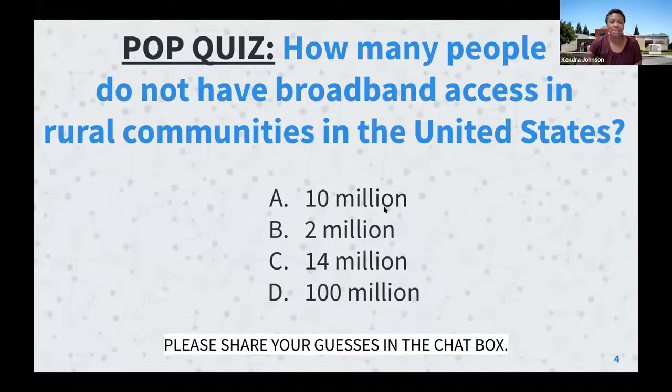Pop quiz. How many people do not have broadband access in rural communities in the United States? A, 10 million, B, 2 million, C, 14 million, or D, 100 million. Please type your answer in the chat box.